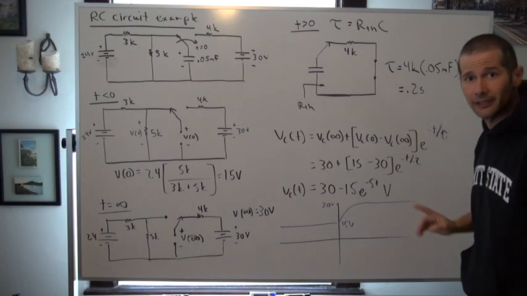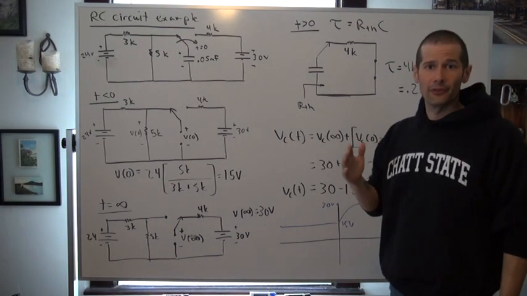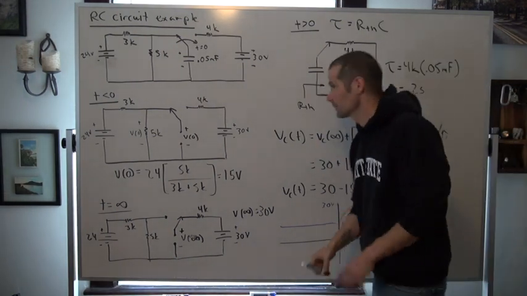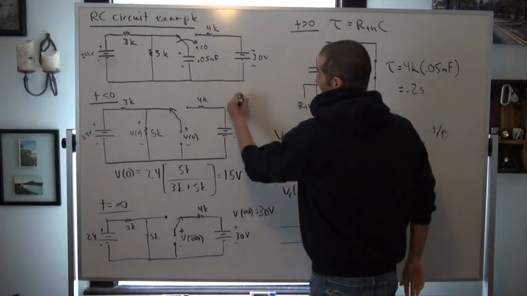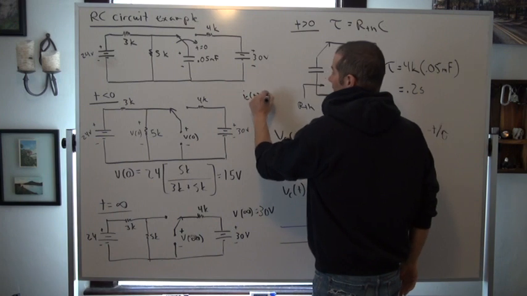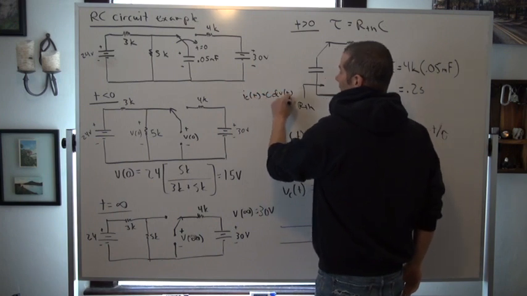Now, as a reminder, for these circuits here, especially with the capacitor, that Ic of t is equal to C dVc/dt.